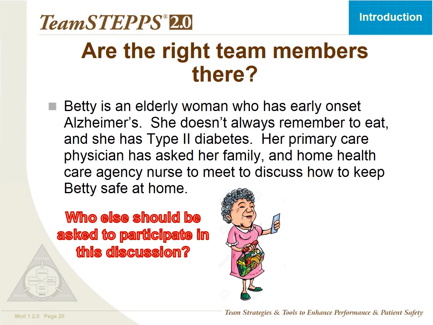How about a social worker who could help with other resources for home respite? And what about speech therapy? Did you think about them? They could lend assistance regarding neurological functioning. How many of these did you guess correctly?